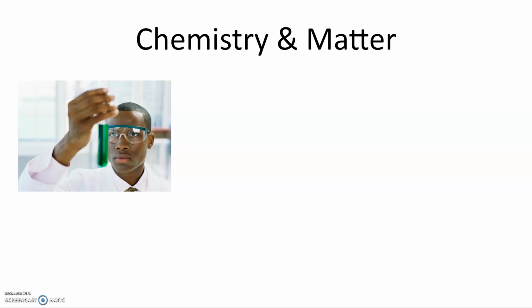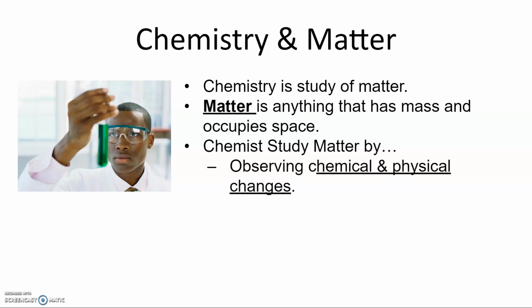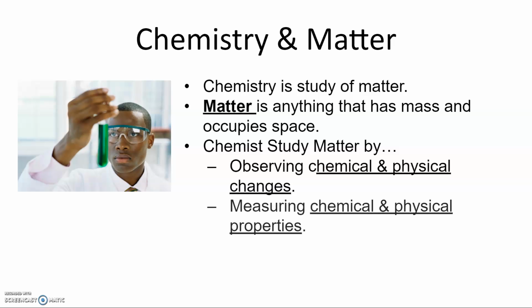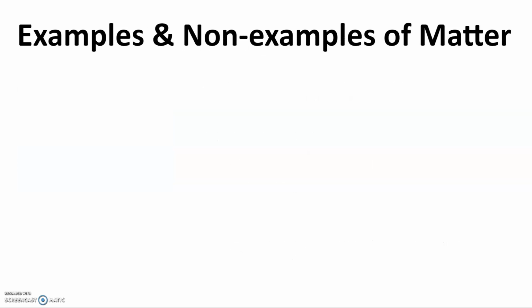So why do we talk about matter in a chemistry class? That is because chemistry is the study of matter. And matter is anything that has mass and occupies space. Chemists study matter by observing chemical and physical changes, measuring the chemical and physical properties, and collecting and analyzing data and drawing conclusions about matter based on those chemical and physical properties.